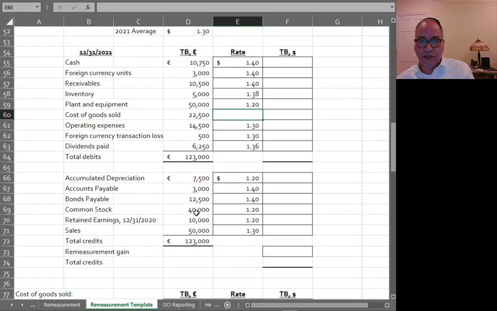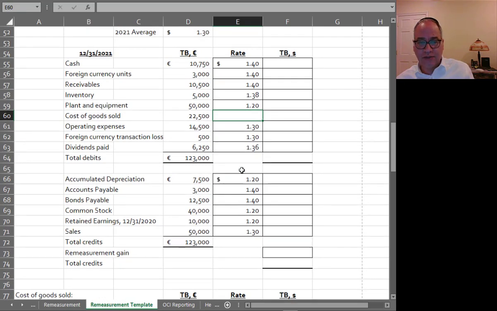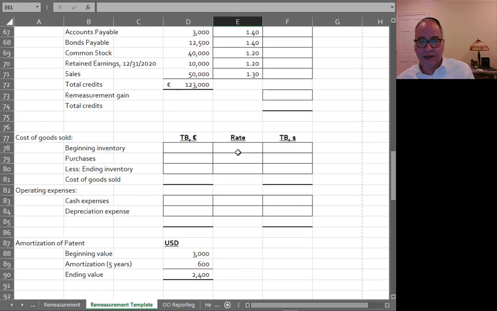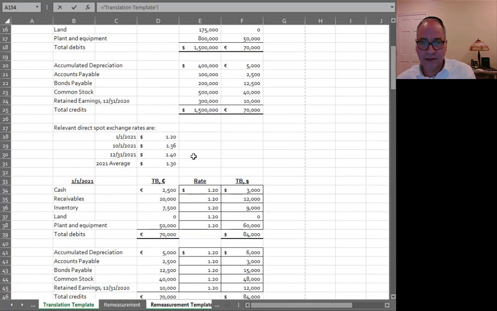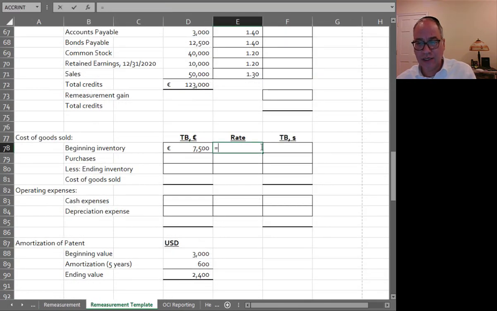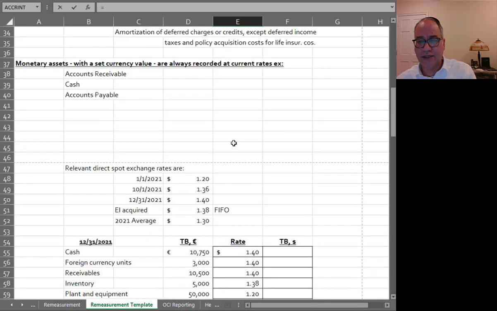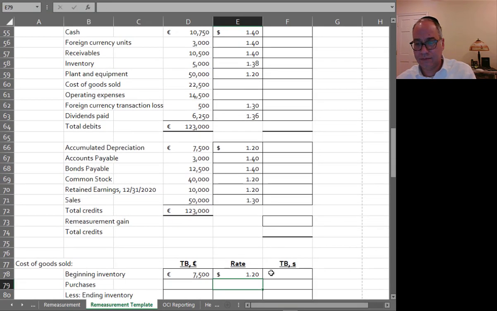Here, they're going to adjust operating expense because operating expenses include some depreciation. So let's take that back out again. Cost of goods sold, we got to go back to see what beginning inventory was. So I'm going to go back to my translation template here, all the way back. And back then, my inventory was 7,500. So that would be my beginning inventory, and that would translate at $1.20, or $9,000.